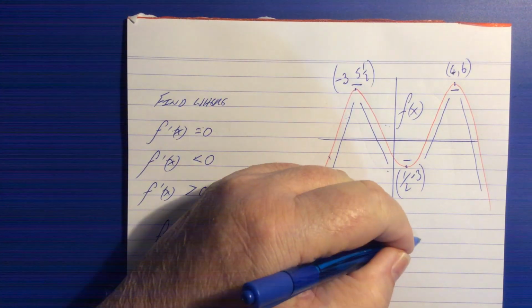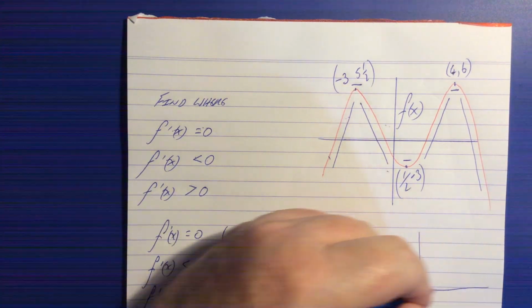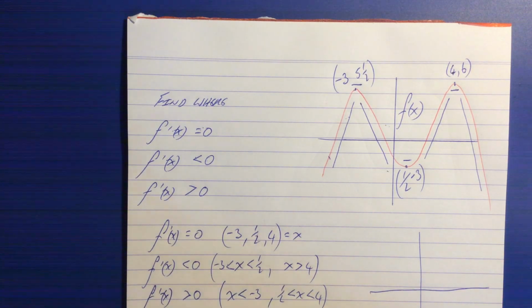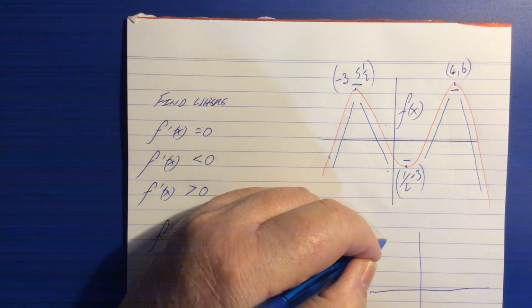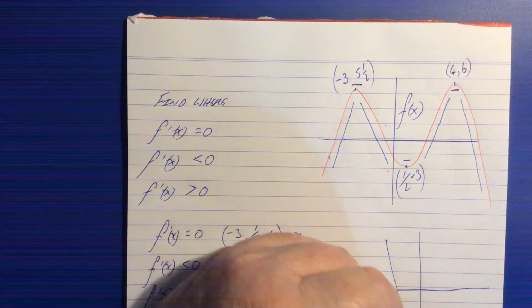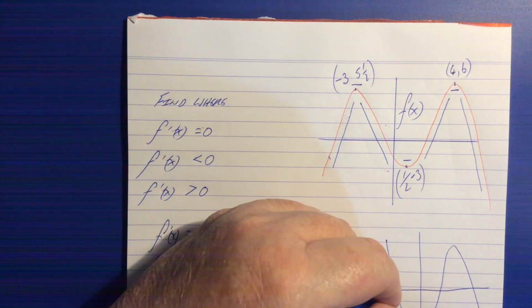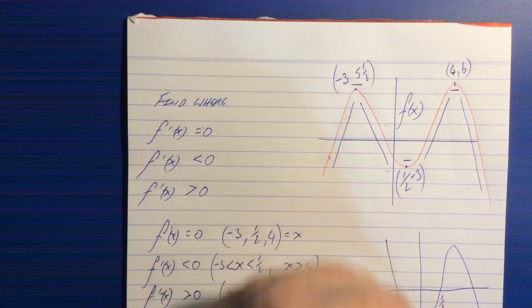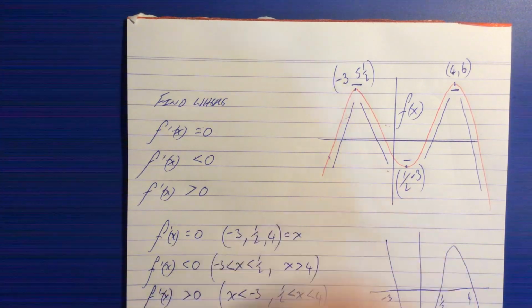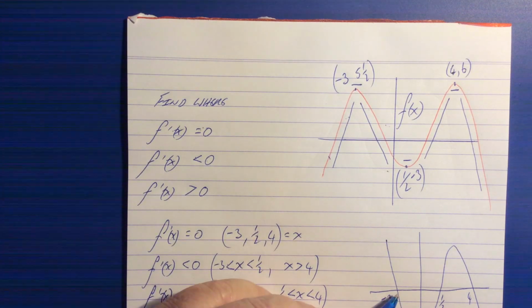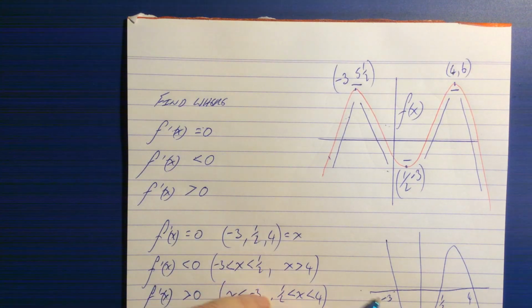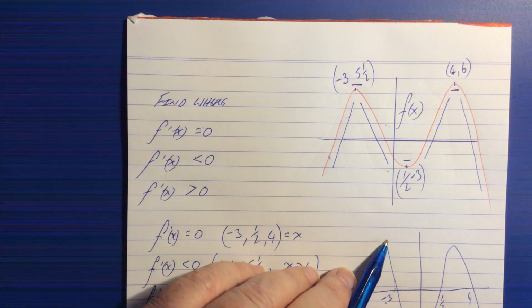Now, very quickly, if I were to draw the derivative function, it would look a little bit like this. This is just a very rough impression. -3, 1/2, you can see how rough it is, and 4. And what you see from this is that where x is less than -3, the value of this is positive.